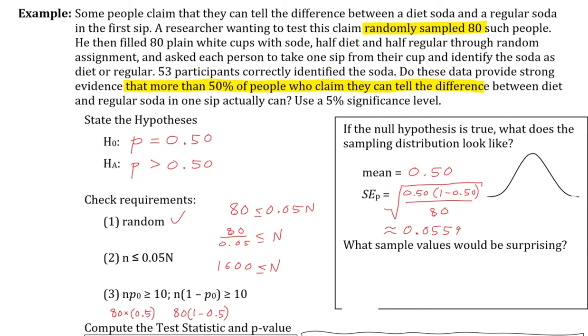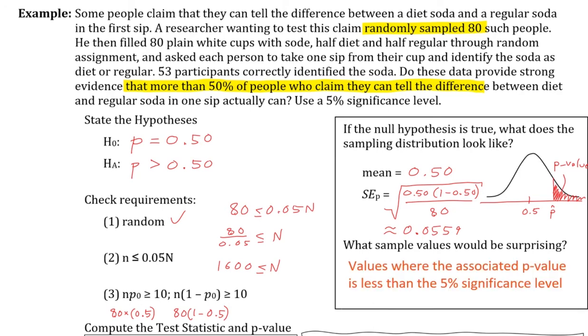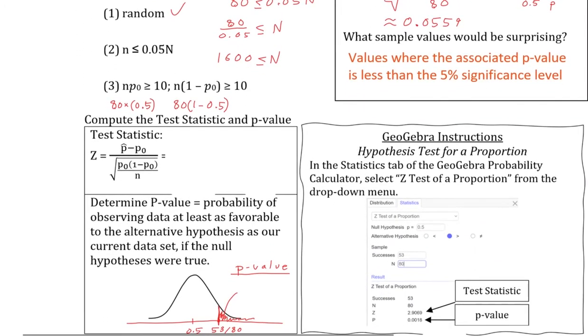If we then try to make our curve and show what we're looking for, we have a curve with a center of 0.5, and p hat, our sample proportion, is likely above that. And then what we would likely try to find here is the p-value, which is the probability of seeing something as extreme or more extreme than our sample proportion. In terms of what values would be surprising, well, that depends on the p-value. Values where the associated p-value is less than the 5% significance level would be surprising for us. We then compute our test statistic and our p-value.